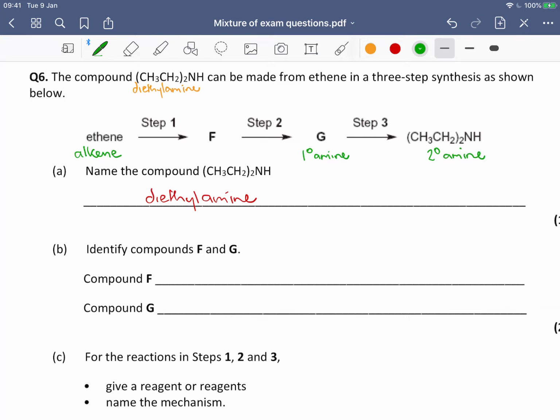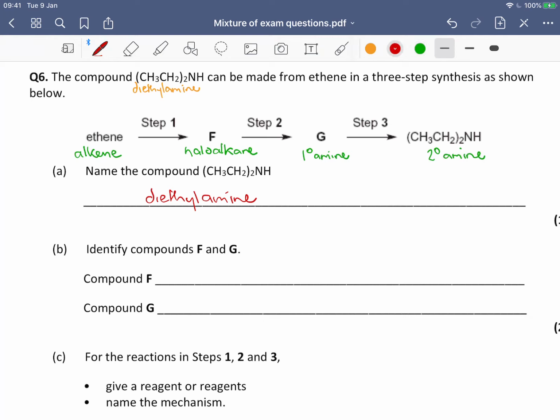If we think about how we make a primary amine, we can make that from a nitrile, and we can make it from a haloalkane. If it was a nitrile, we would have 1 more carbon than our very starting product, which was ethene. But actually we can't make a nitrile from an alkene anyway. We can make a haloalkane, which is another way of making a primary amine. All right, so we've got to identify compounds F and G.